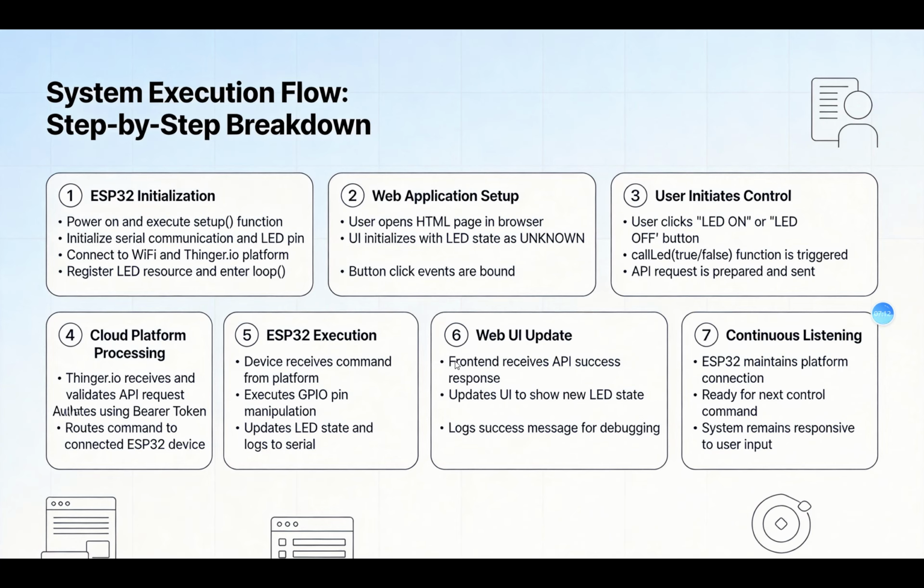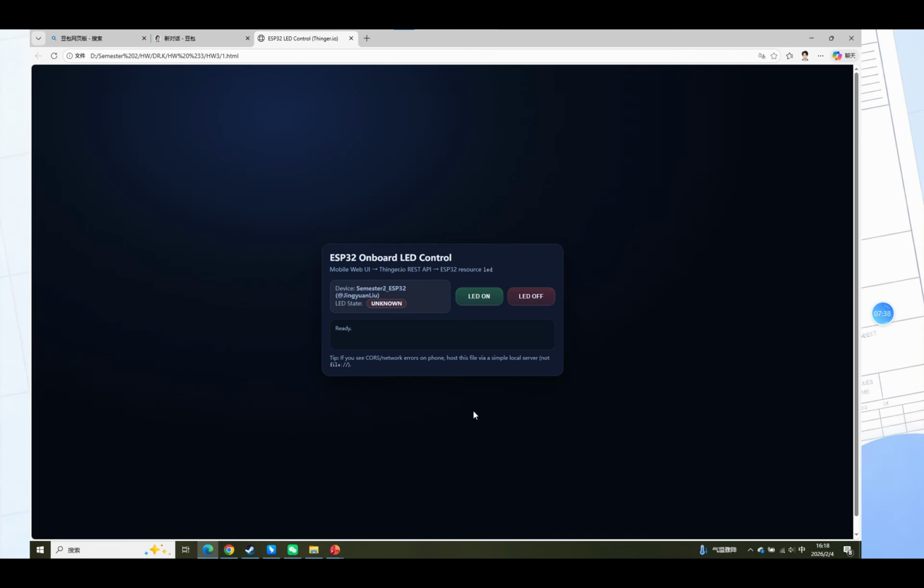The frontend receives the API success response, updates the UI to show the new LED state and logs a success message for debugging. The last step is continue listening. The ESP32 maintains the platform connection, ready for the next control command, and the system remains responsive to user input.